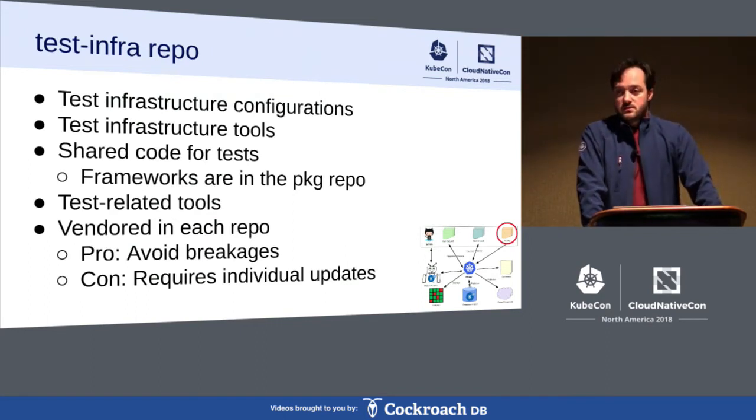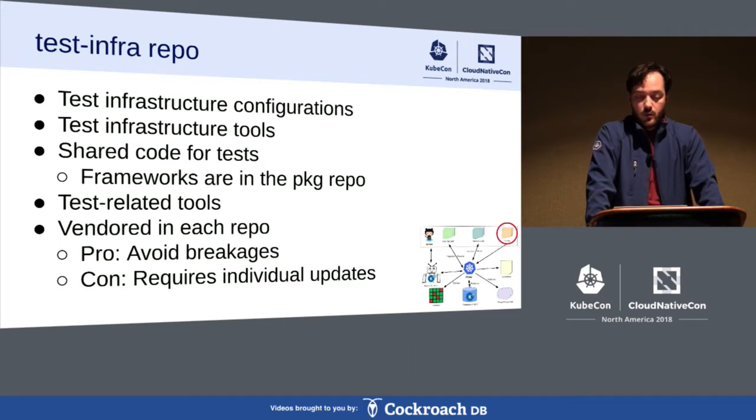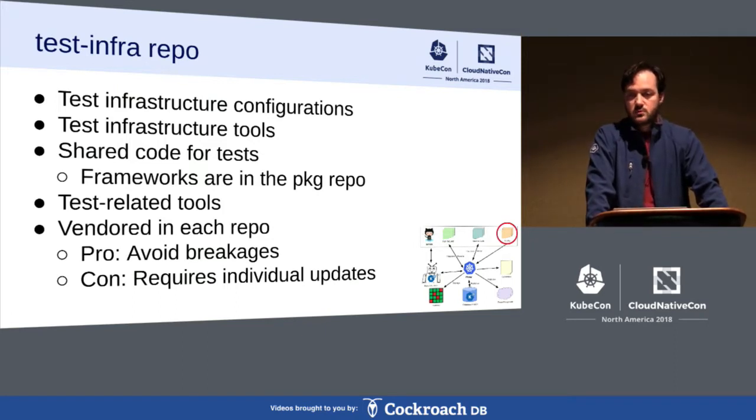Okay, and where does all this configuration and stuff live? In a separate repo, we call it test infra, and we keep the configurations there. We keep the tools we use for the test infrastructure there. We have shared code for the test starters. In our case, the frameworks in Go are in a different repo. So usually tests use shared code from 2 different repos, but that was a project choice.